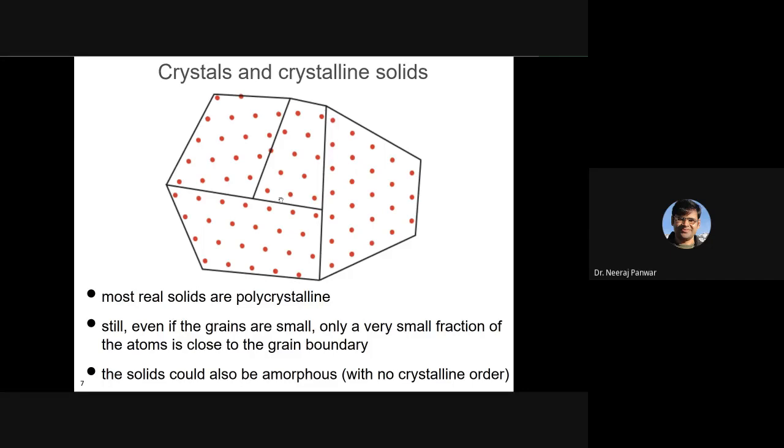We can define grain boundary in another way. A grain boundary is a region where we don't have the periodic arrangement of atoms, or where the periodicity of crystallites breaks. That region is known as the grain boundary region. So a grain boundary region is a region of high disorder.